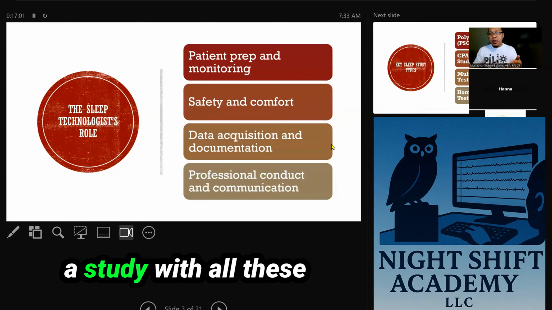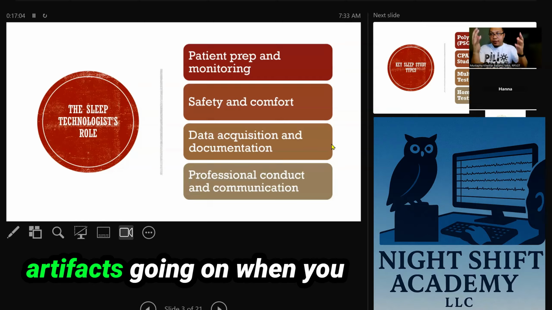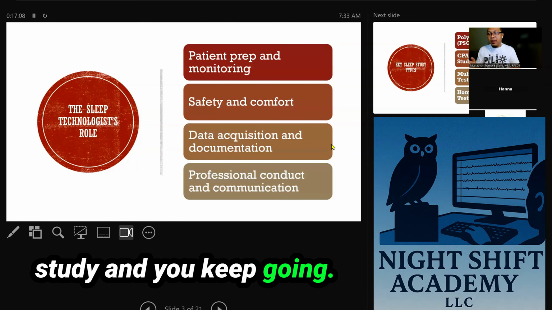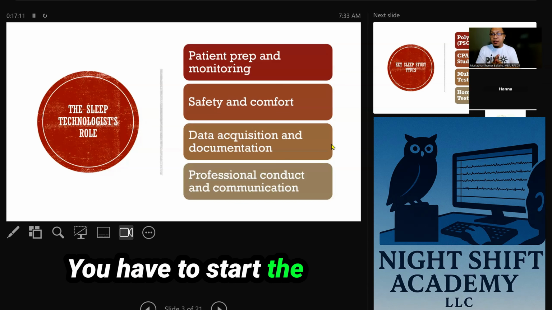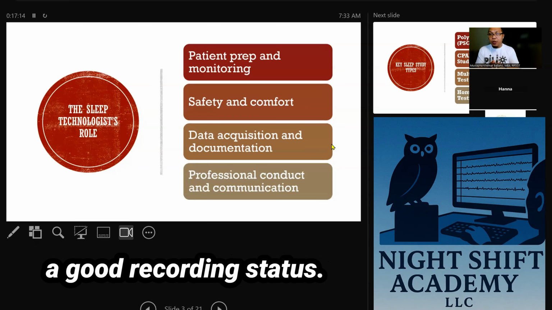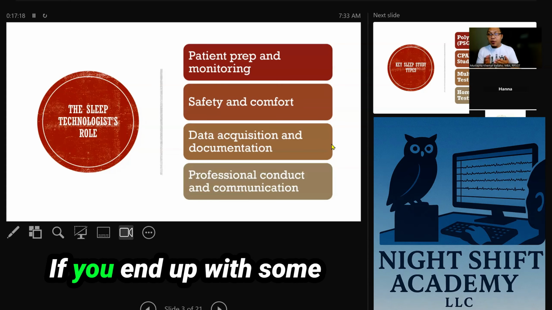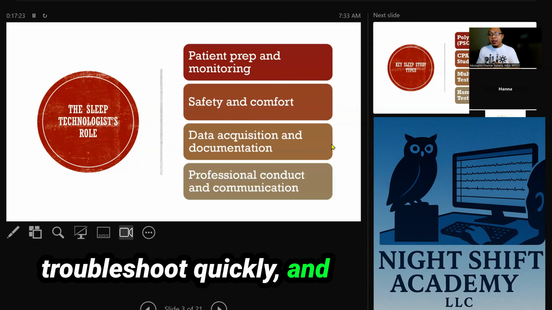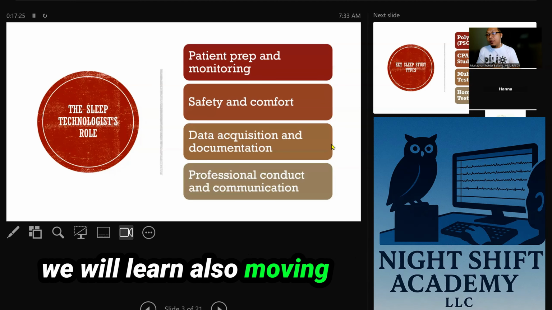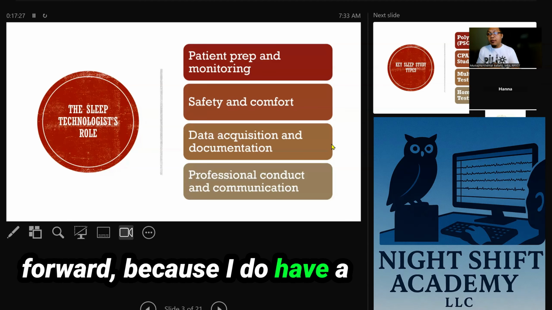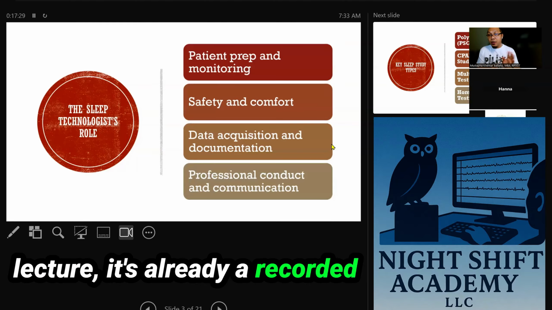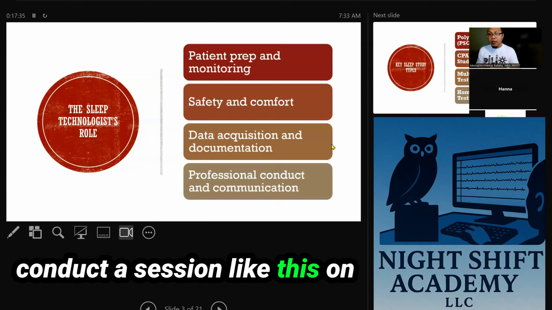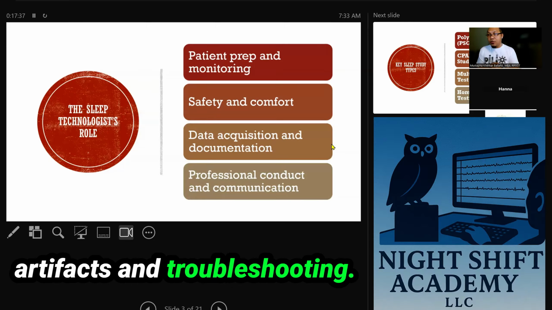You don't want to start a study with all these artifacts going on when you can barely read the sleep study and you keep going. You have to start the study on a good note, on a good recording status. If you end up with some artifacts in the middle of the night, you have to troubleshoot quickly. And that's some of the things that we will learn also moving forward, because I do have a lecture. It's already a recorded lecture, but I will again conduct a session like this on artifacts and troubleshooting.